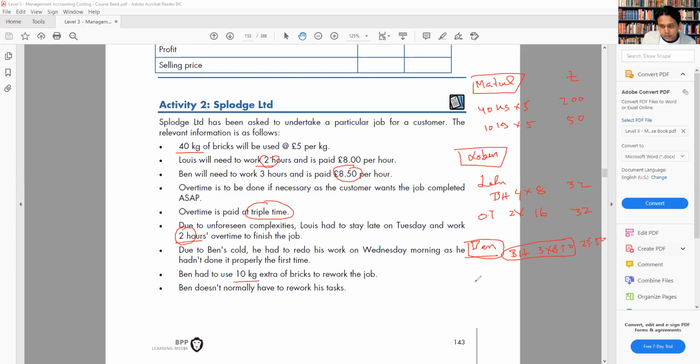And we have rework. Again he used the same time, 3 hours at £8.50 per hour, £25.50. As he is doing the same work again, he is not going to get the overtime. Okay, after that all you need to do is add all of this: 200 plus 50 plus 32 plus 32 plus 25.50 plus 25.50, and that will give me the total cost.